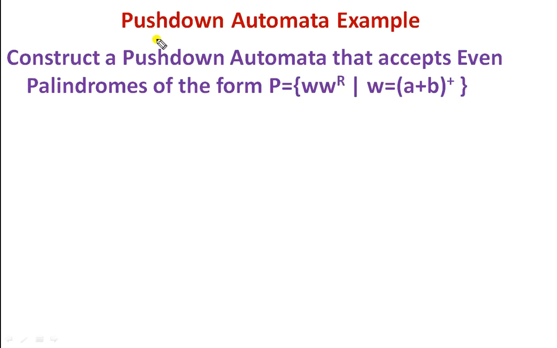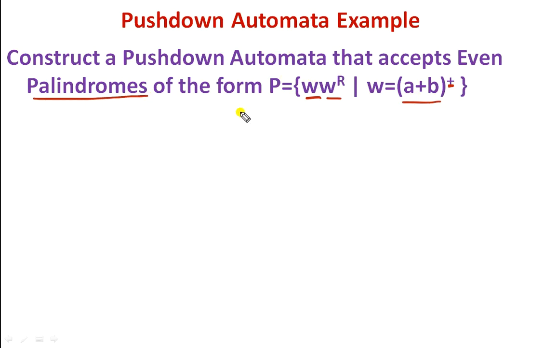In this lecture, let us discuss an example for pushdown automata. Construct a pushdown automata that accepts even palindromes of the form W power R such that W equal to (A plus B) positive closure. So, what does it mean? Either A or B it may contain. So, what is meant by a palindrome?